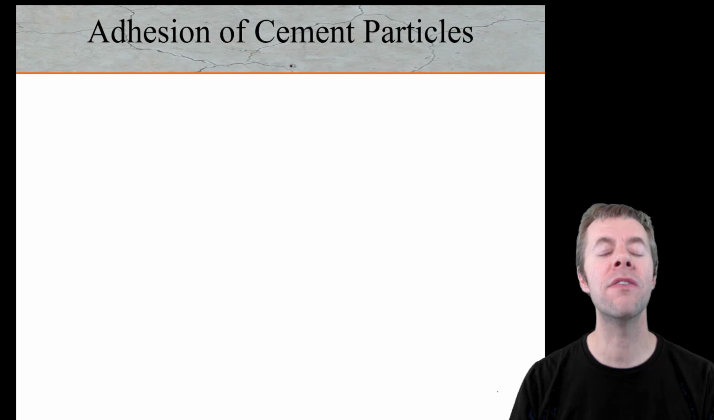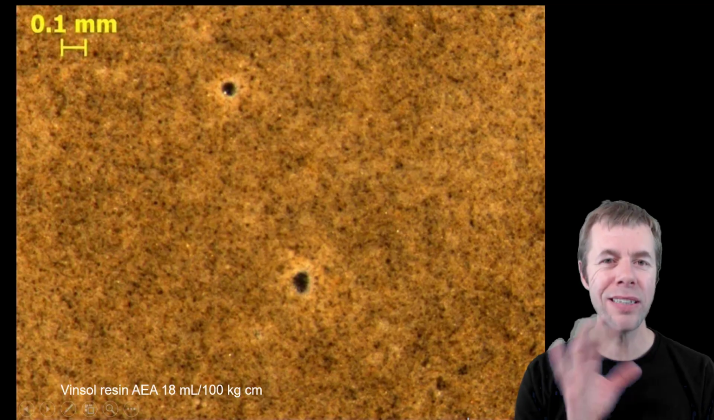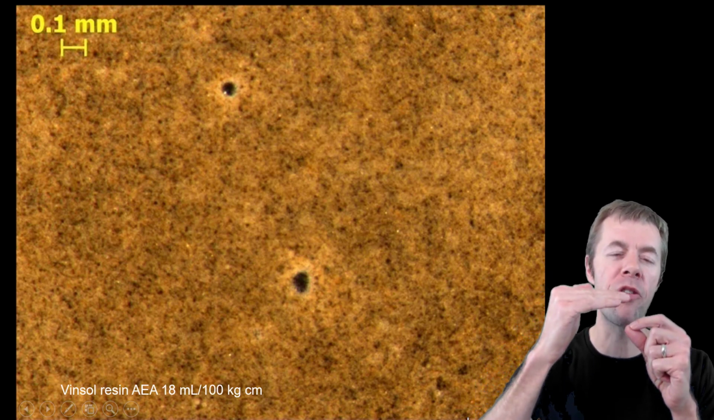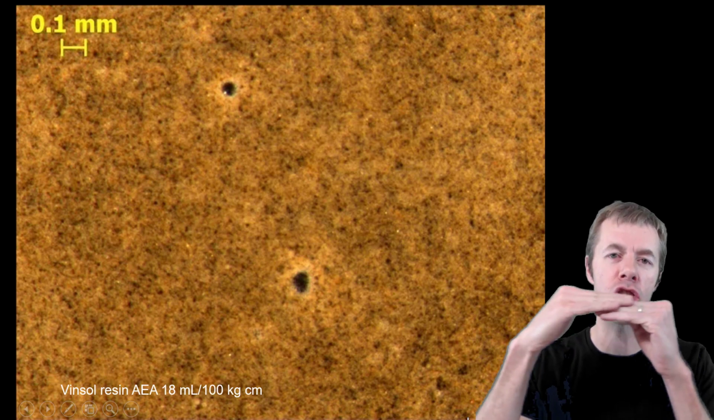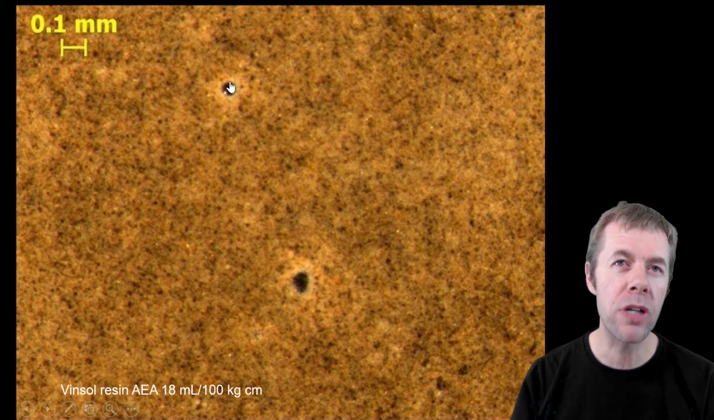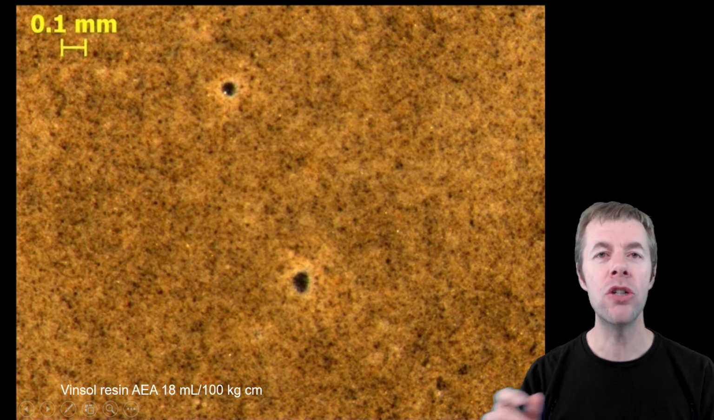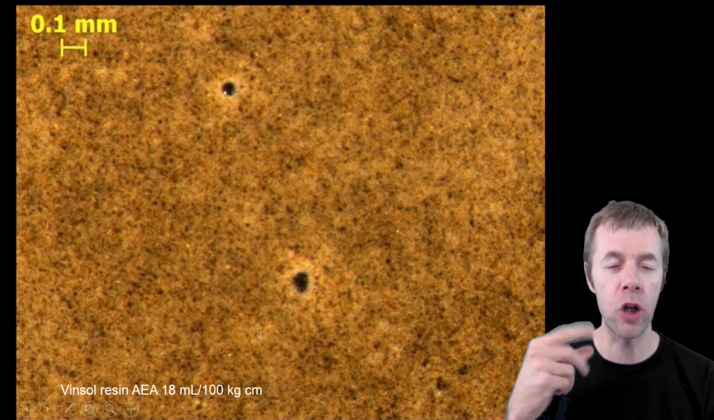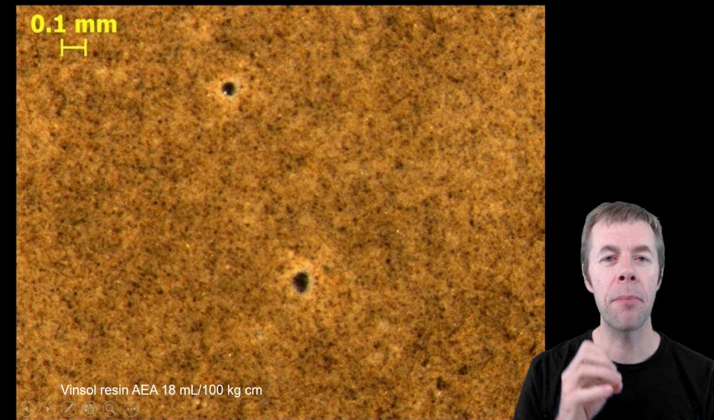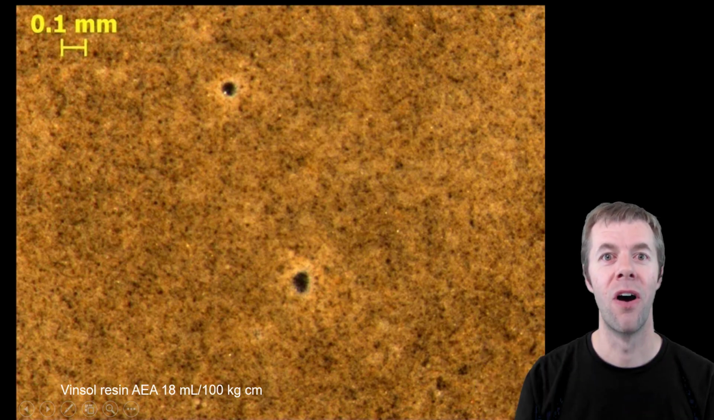Let's talk about adhesion of cement particles. Now, in this movie, every second is about 16 seconds, and I'm going to actually change my depth of focus. I'm going to start out looking at just the surface of the cement paste. And as you can see there are a couple bubbles that are just poking their head out of the surface. And what I'm going to do is let the time go, and over time I'm going to change my focus, and I'm going to watch these bubbles emerge.